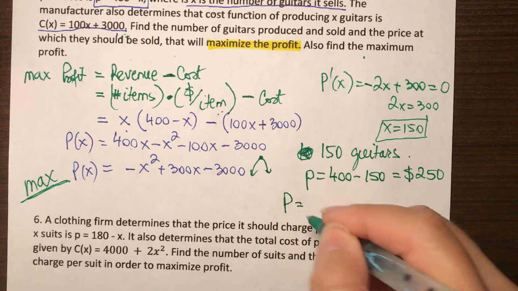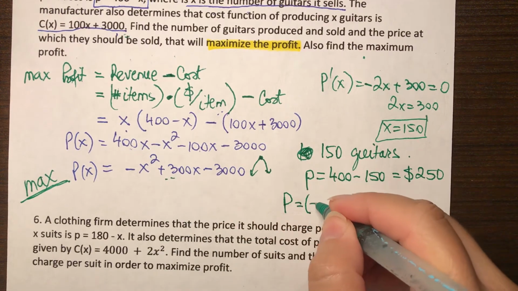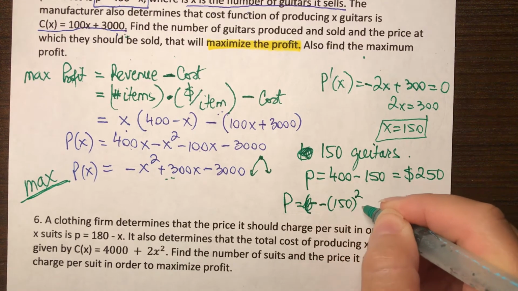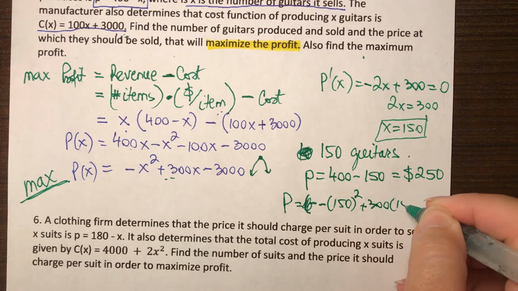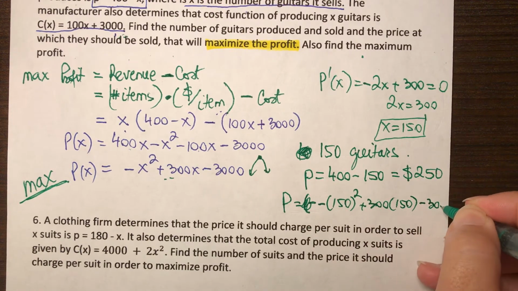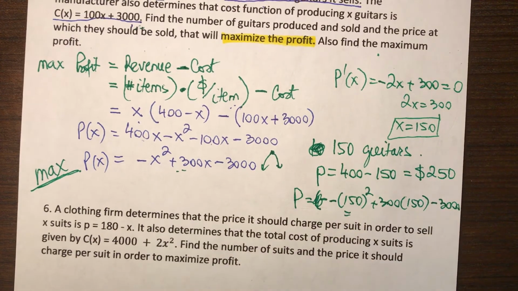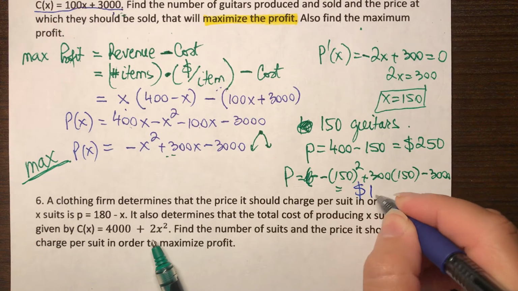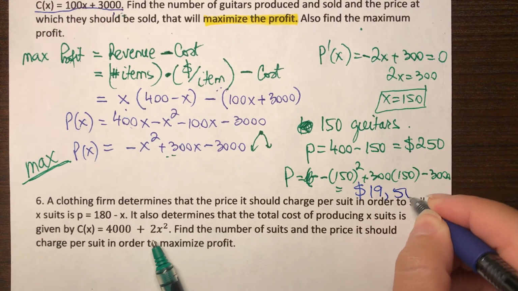The profit is going to be, plug it in here, right? So negative 150 squared plus 300 times 150 minus 3,000. Put all of this in, and I do have an answer for you. Better be ready. Okay. I did have that answer. Oh, there it is. Plug it in. It's 19,500. You're going to make a total profit of $19,500.